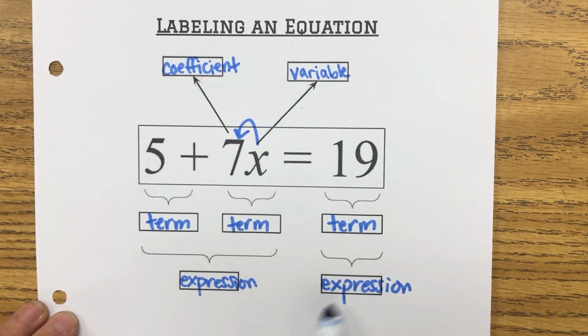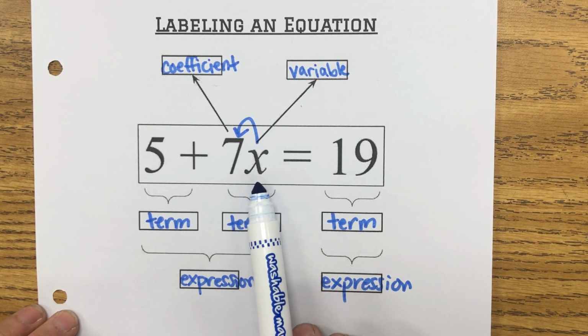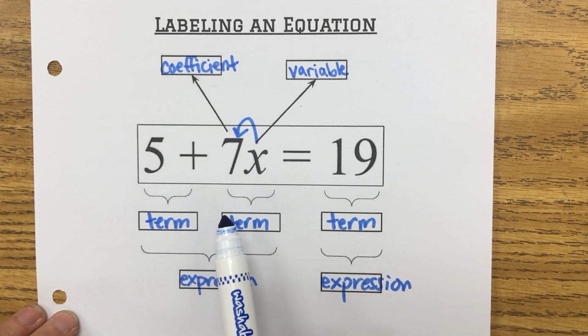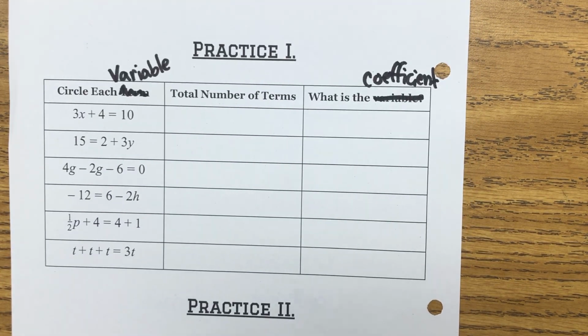Those are our expressions. Our variable is something that we do not know. It's always going to be our letter, and the number that is connected to our variable is our coefficient. And we know that these two things are being multiplied. Let's look at the back of our notes and kind of do some practice here.